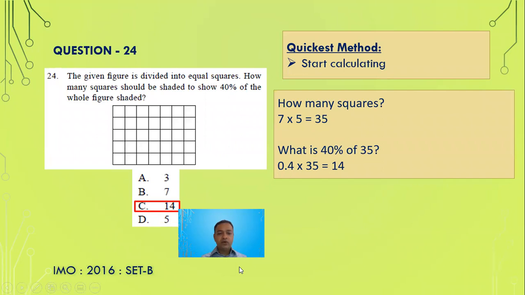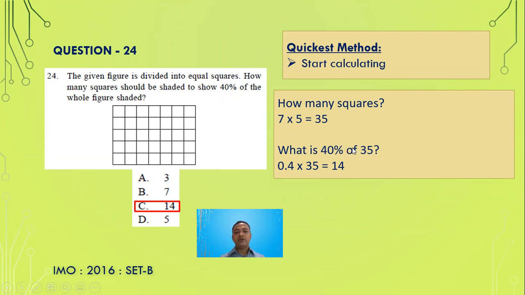Okay, 24. The given figure is divided into equal squares. How many squares should be shaded to show 40% of the whole figure shaded, isn't it? Again, a bit simple question. So how many squares are there totally? 1, 2, 3, 4, 5, 6, 7, 7 like this, and 1, 2, 3, 4, 5, 5 like this. So 5 rows and 7 columns. So 7 5s are 35.